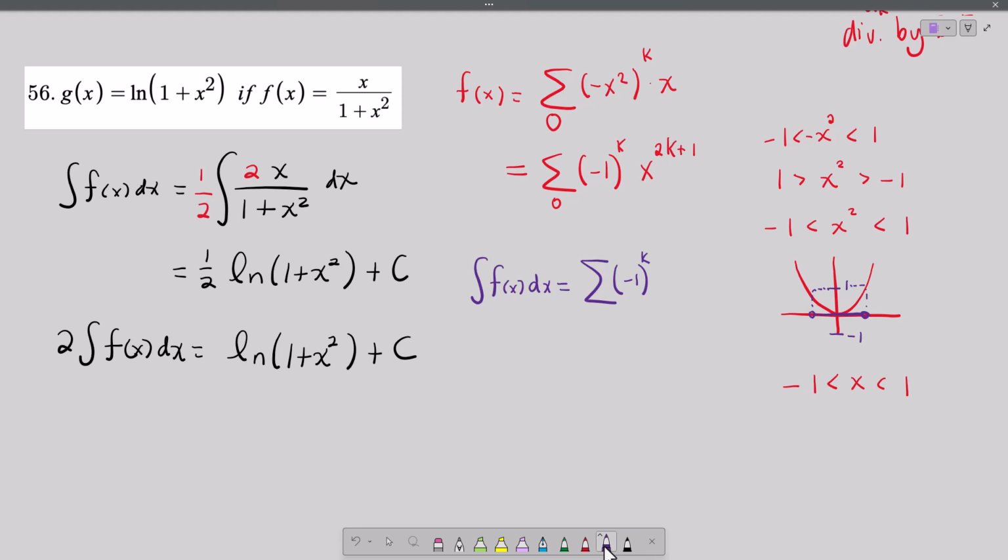This is the x part. This is what we have to change. We add 1 to the exponent and divide by the new exponent.